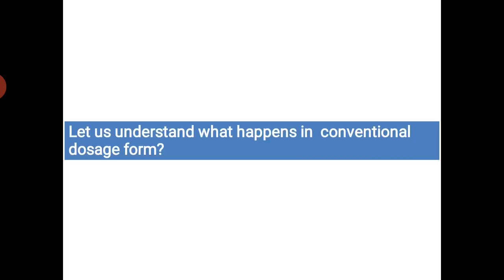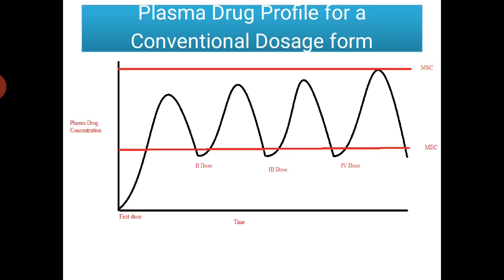Before going into the controlled drug delivery system, let us understand what happens in a conventional dosage form. This is a plasma drug profile for a conventional dosage form. This is a graphical representation. The y-axis represents the plasma drug concentration. The x-axis represents the time. Parallel to the x-axis, you can see a red line representing the minimum effective concentration, and above it you can see the maximum safe concentration.